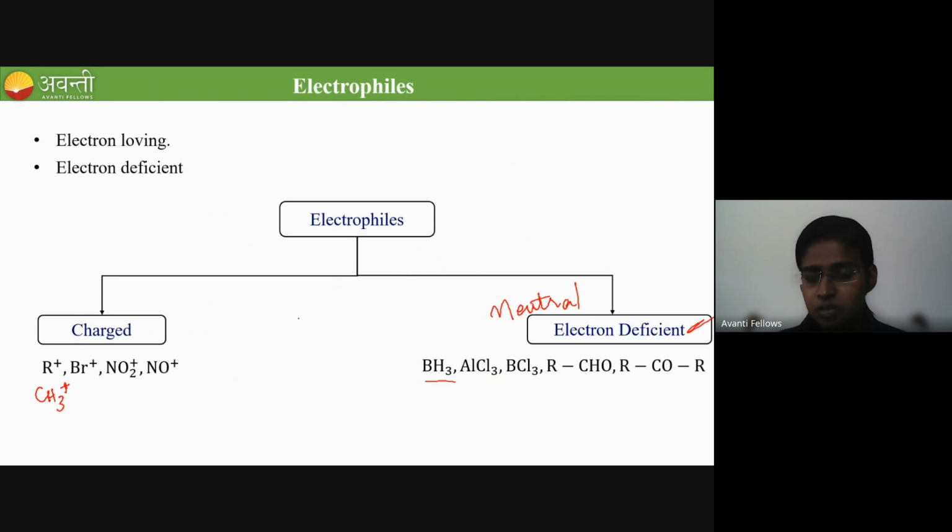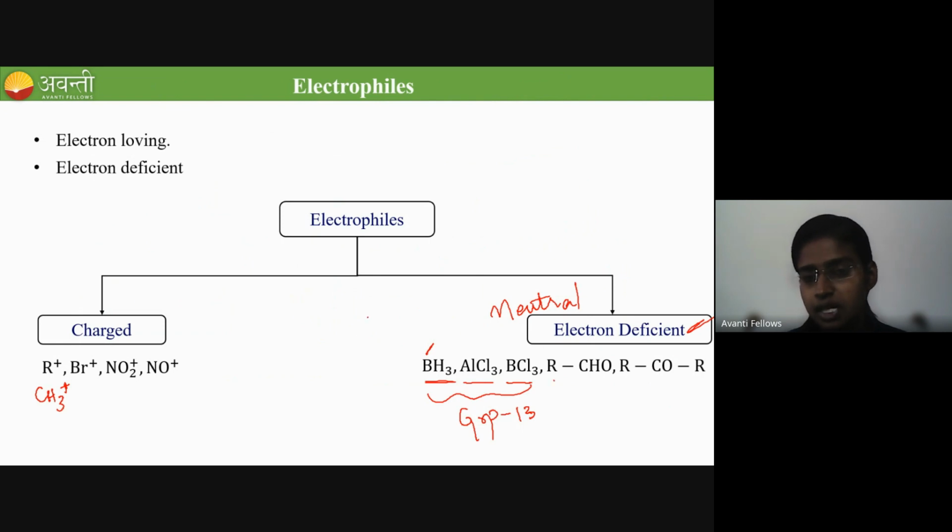Now, if I take BH3, BH3 is an electrophile. Why is it called an electrophile? Because of boron. Boron has an empty p orbital, so it is electron deficient in nature and acts as an electrophile. Got it? AlCl3, BCl3. So all group 13 elements, boron and aluminium, belong to group 13.